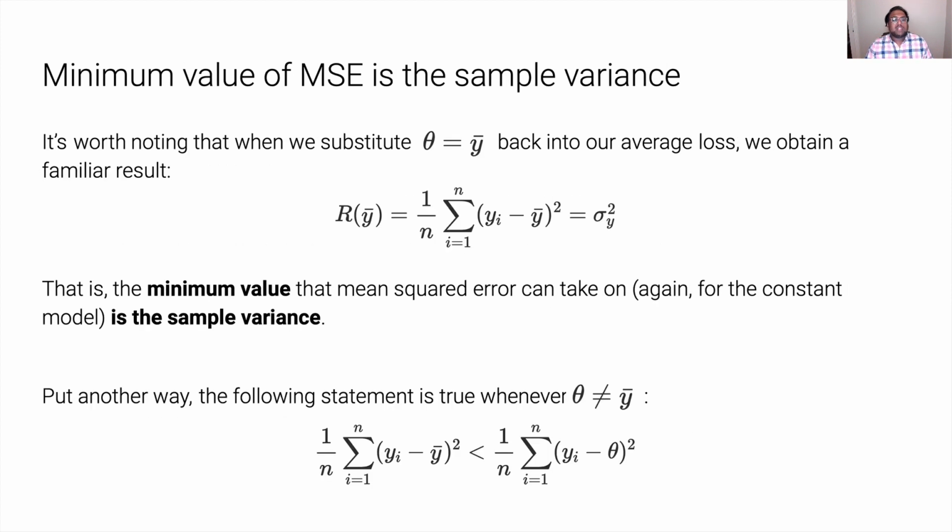One thing you might note is if we substitute in y bar, or the mean of y's, back into our average loss function or our empirical risk, the result we get is the variance of our y's. That means the smallest possible value that the mean squared error can take on for the constant model is the sample variance. And that's an interesting result that you should keep in mind as we move on to looking at more complicated models.